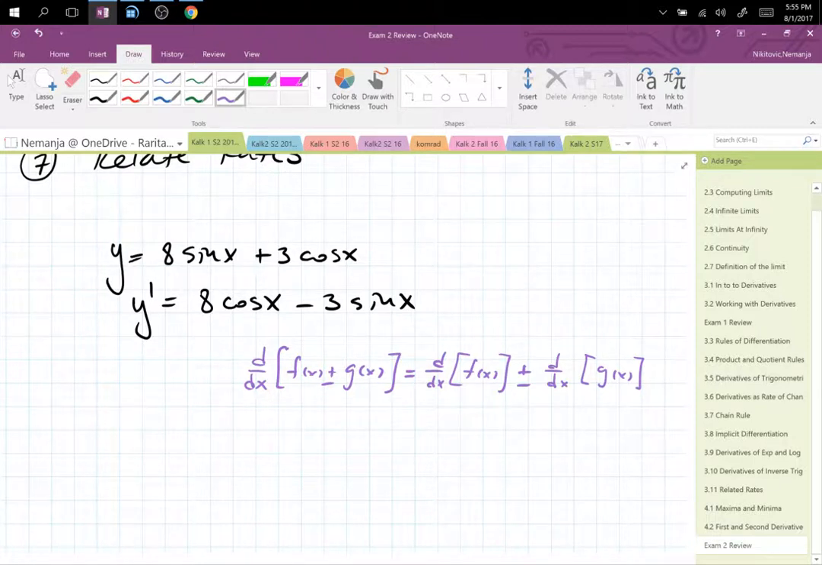And you see that the derivative of cosine is negative sine, so that positive 3 changes into negative 3. We copy constants as well, so that's that. Next question.